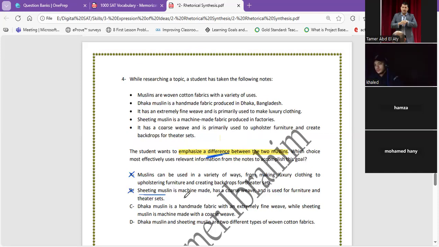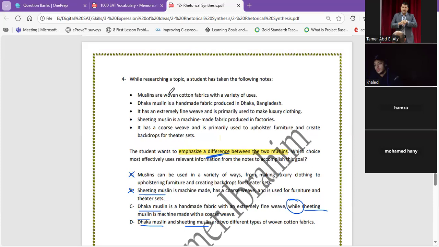Where is the other one? Dhaka muslin is a handmade fabric with an extremely fine weave. While shows contradiction. Sheeting muslin, this is the second one, is machine made with a coarse weave. So this is the difference between the two muslins. While Dhaka muslin and sheeting muslin are two different types of woven cotton fabric, he shows only that they are different. But you can go up if you are mixed between C and D, but not B at all, because B mentioned only one.